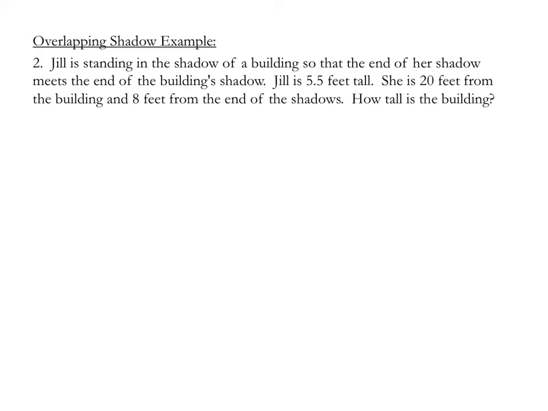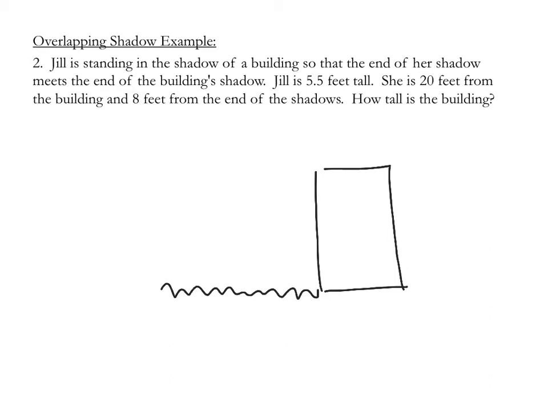So Jill is standing in the shadow of a building, so that the end of her shadow meets the end of the building's shadow. Jill is 5.5 feet tall. She is 20 feet from the building and 8 feet from the end of the shadows. How tall is the building? So to draw a picture like this, we have the building, and we have its shadow, which is going to be pretty long because it's a tall building. Jill is actually standing here inside of the building shadow so that her shadow lines up with the building shadow. So here's her shadow, and they're lined up on top of each other.